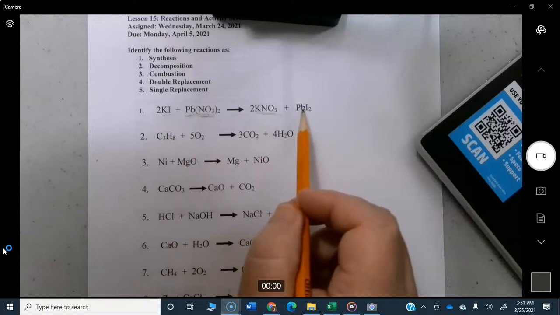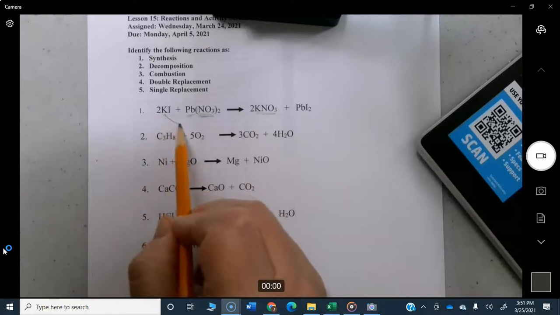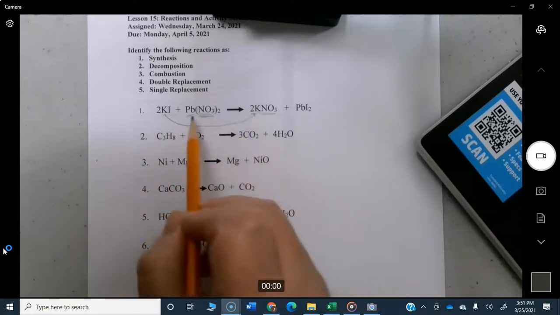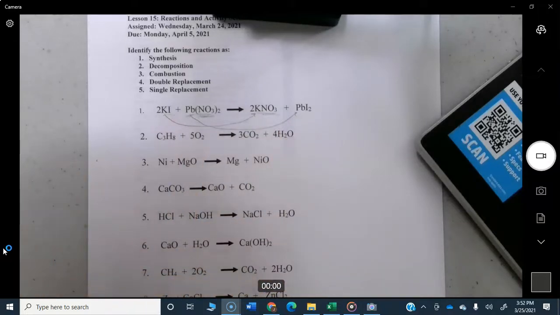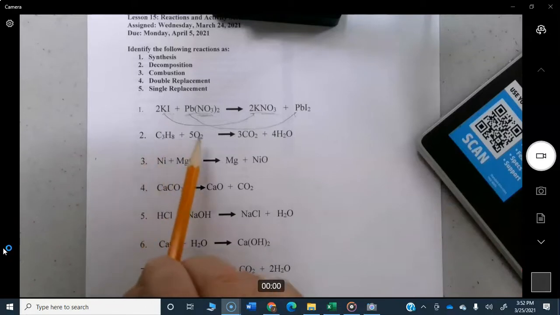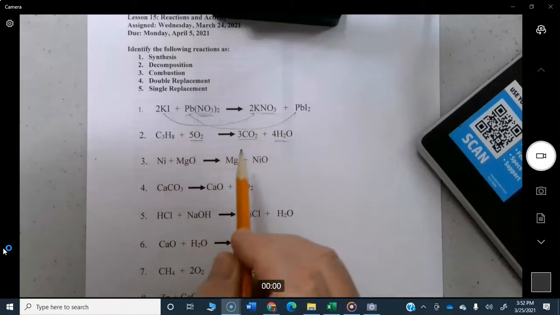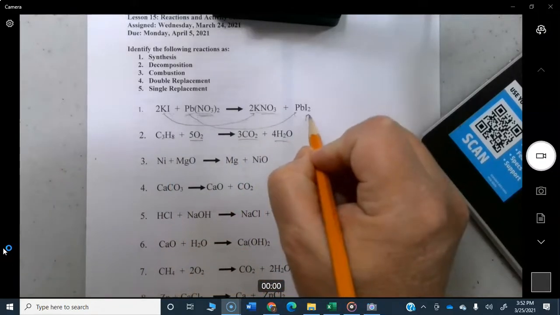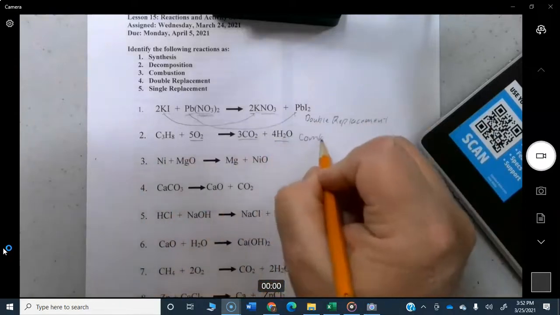So what's happening in this reaction is the potassium and the iodine dissociate. The potassium comes over and joins up with the NO3. So you see that happening right there. And then the lead, Pb, comes over and joins up with the iodine. So it's lead iodide. And so that's a double replacement reaction. The K comes over to here, and the Pb comes over to there. Two different elements switch places. All right. This is a combustion reaction. Again, it has an O2, and it's going to produce CO2 and H2O. So let me write that down. This is double replacement. This one is combustion.